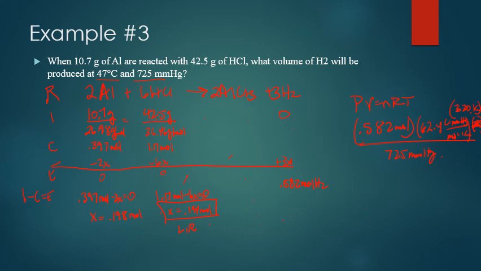So if I take that, multiply it by 62.4, multiply it by 320, and divide it by 725, that gives me a volume equal to 16.0 liters of H2.